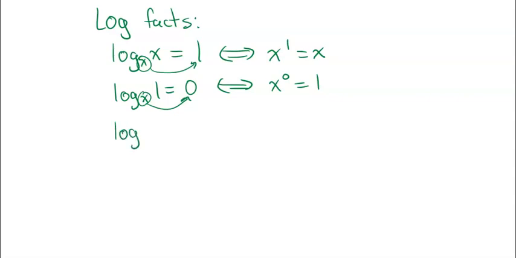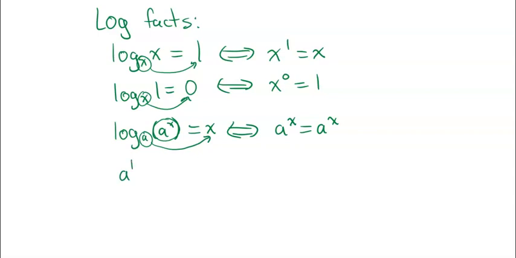Here's a few others. Log base a of a to the x is equal to x. That means this. It means a to the x equals a to the x. Well, why is that? Because it's saying this to that power is equal to that. So it's really saying the same thing. It's not really helpful to say that. Another one would be this. A to the power of log base a of x is equal to x.